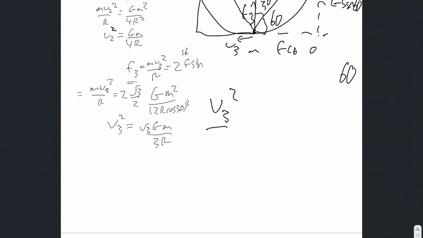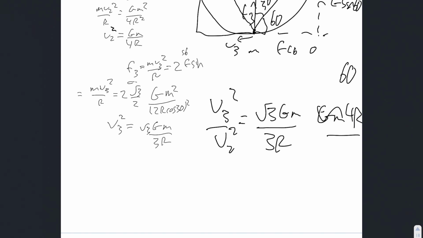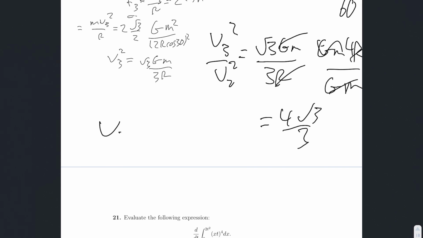So, v3 squared over v2 squared equals root 3 Gm over 3r, multiplied by the reciprocal of the other, which is 4r over Gm. So we can see that this cancels this, and that cancels with that. So this equals 4 root 3 over 3. Now, square rooting, we have v3 equals the square root of 4 root 3 over 3.